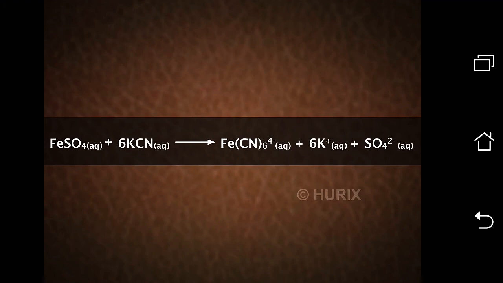It is formed when a solution of potassium cyanide and iron 2 sulfate is allowed to crystallize. The solution of this complex salt does not contain either iron 2 or cyanide ions. Instead, new ions are formed, one of which is a complex ion.